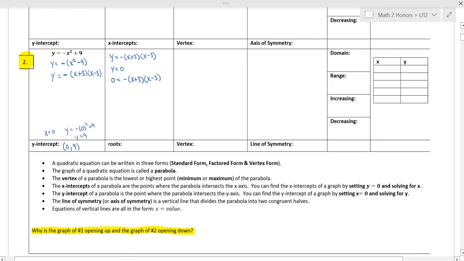And then you set each factor equal to 0, so x plus 3 is a factor, x minus 3 is a factor, and we end up with two answers. X is negative 3 and x is positive 3. My roots are negative 3 and positive 3. The actual x-intercepts that go with that, which are points, would be negative 3, 0 and positive 3, 0.